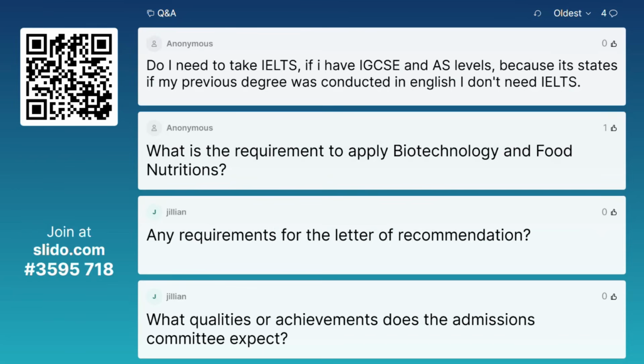Do I need to take IELTS if I have IGCSE and A levels? Because it states that if my previous degree was conducted in English, I don't need IELTS. If your previous degree was conducted in English, then you will have to submit the certificate issued by your school. So you have to have an official certificate from your school.